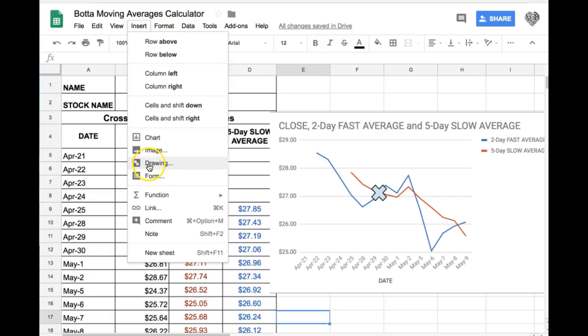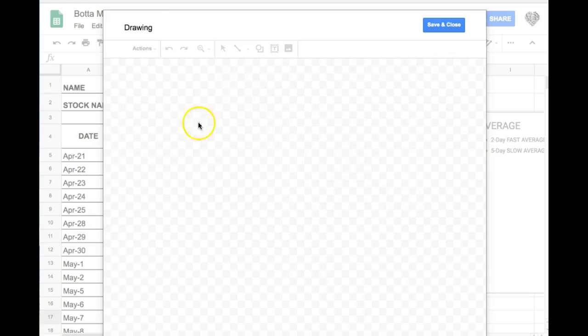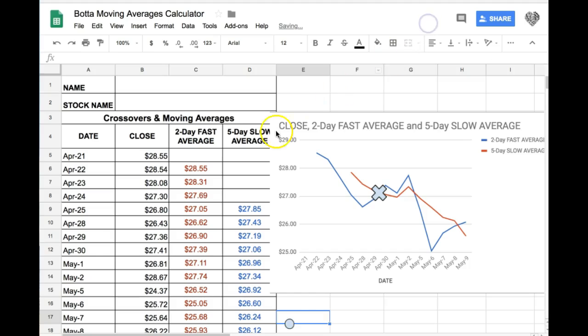So here I go to Insert, Drawing. I click on my circle and square again, and this time I just go to Shapes and choose my circle. Make a little circle. And then just drag it onto the table, right around that intersection point. And again, you could also say, oh, you would then sell right around May 5th.